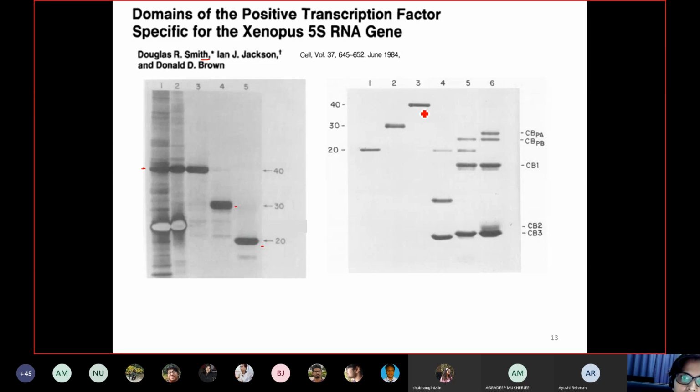As you can see here, these are the purified fragments. On top of these purified fragments, he again performed cyanogen bromide cleavage. What you see here is the cyanogen bromide cleavage fragments coming from 20 kilodalton, this is 30 kilodalton and this is 40 kilodalton. Cyanogen bromide cleaves or hydrolyzes on the C side of the methionine group.